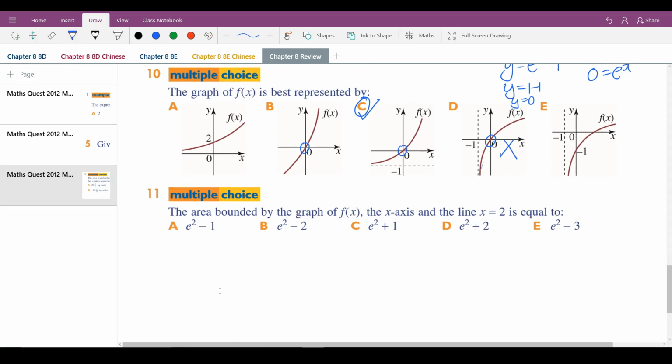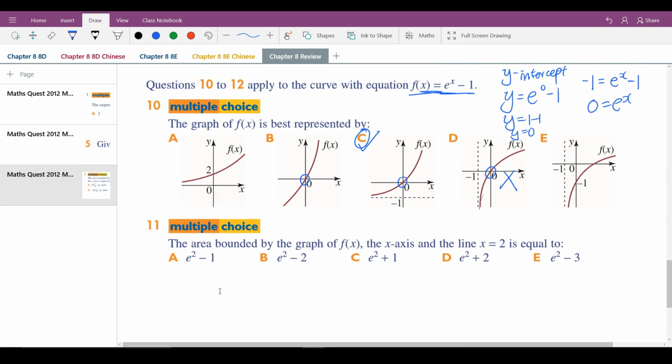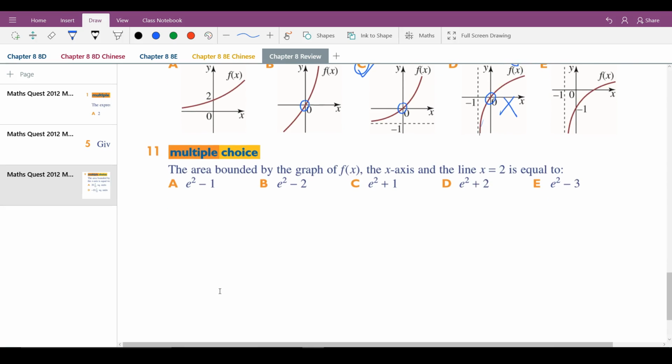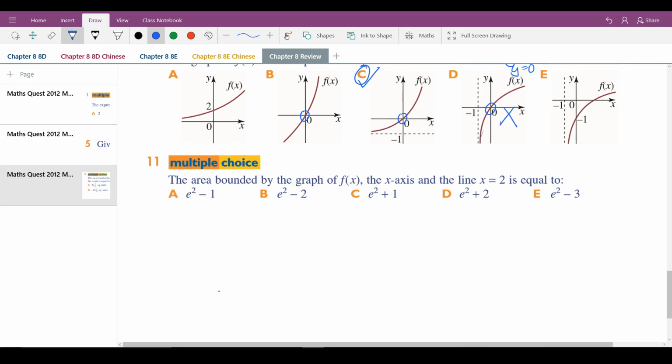Alright, question 11. The area bounded by the graph of f of x, which is our Euler's equation, e to the x minus 1, the x-axis, and the line x equal to 2. Oh, okay. So we are literally just finding, let's use this graph as an example, if this is 2, we're just finding this area from 0 to 2.